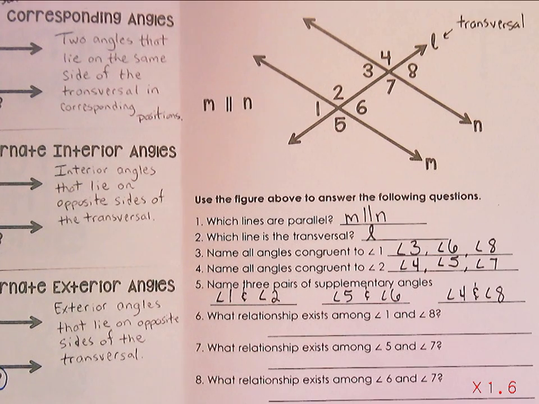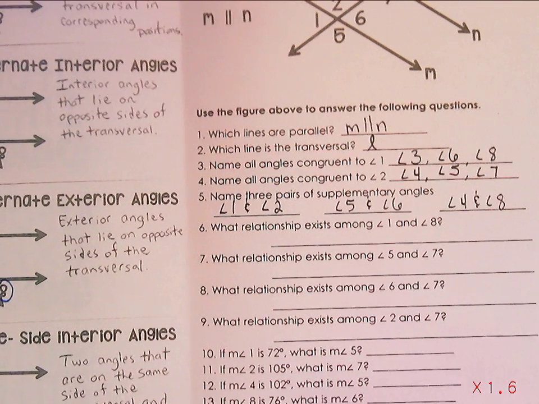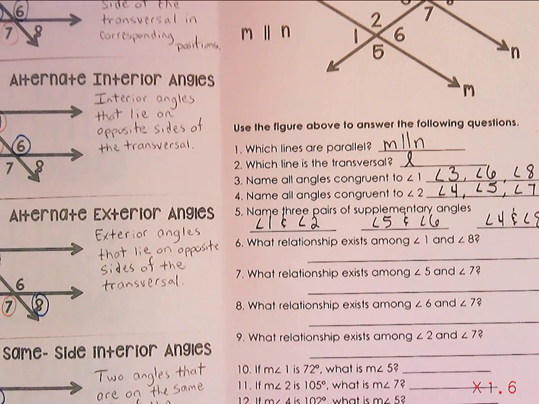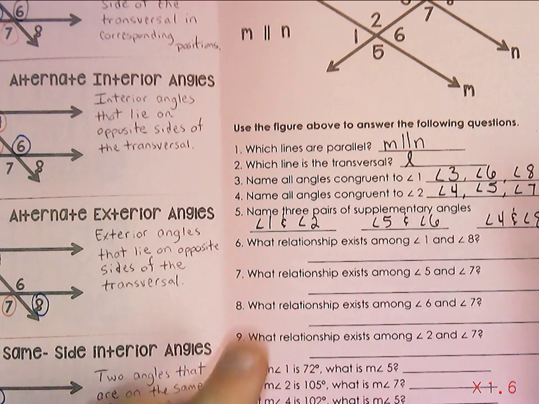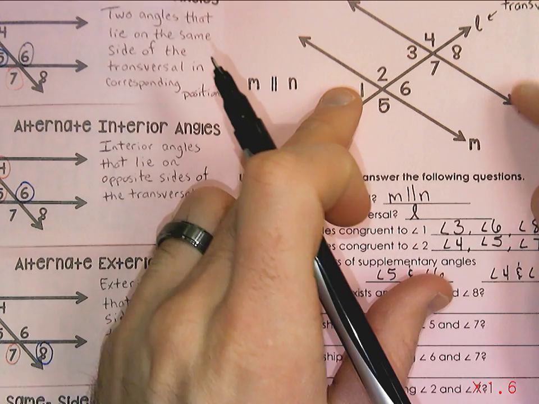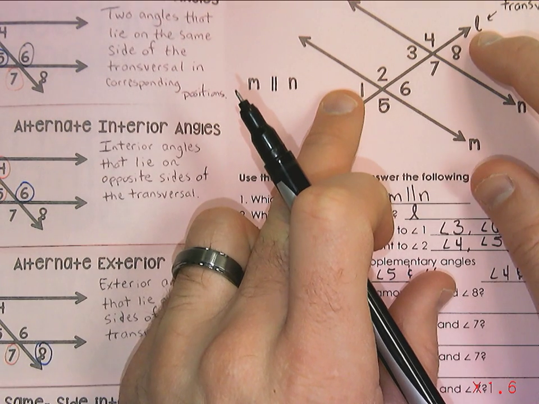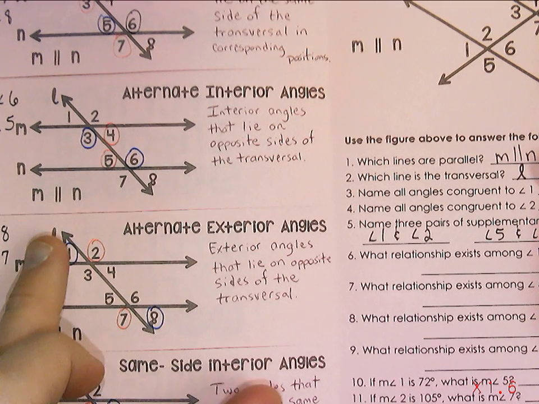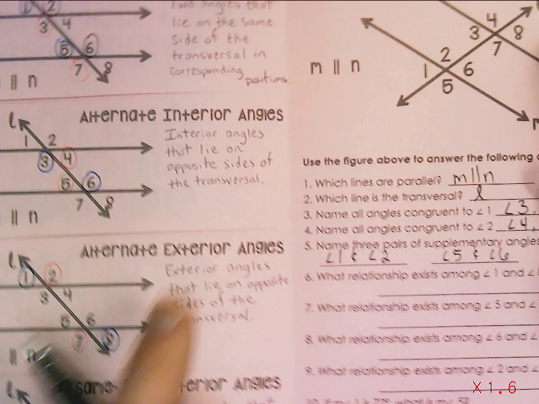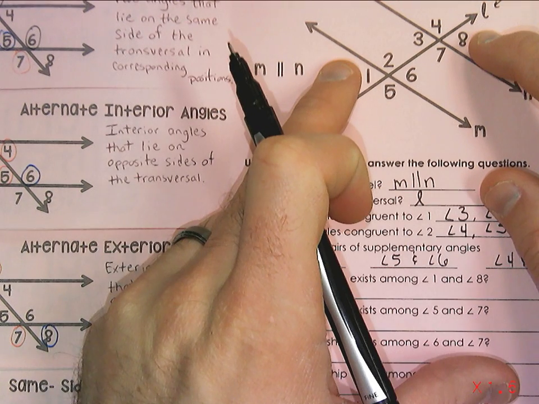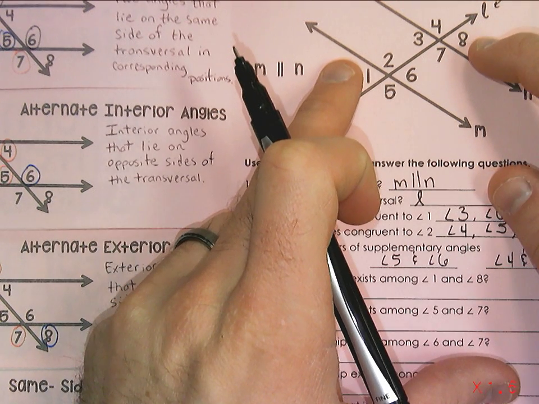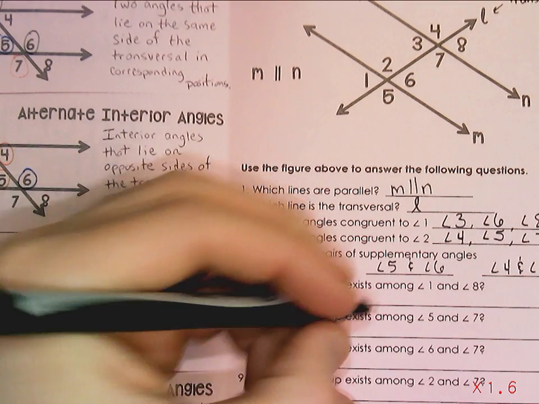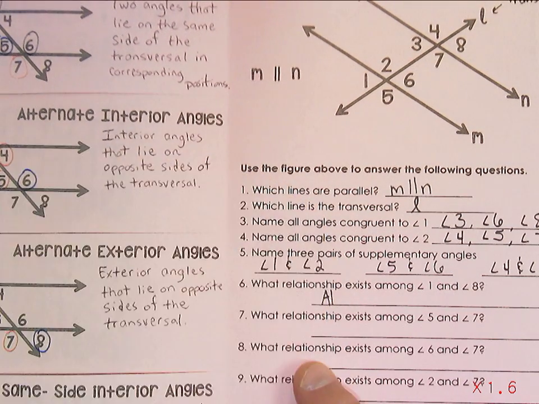All right, moving into some relationships then down here on number 6, and you're going to have to refer to some of our definitions here. So it says, what relationship exists among angle 1 and angle 8? So let's go back up here, 1 and 8. Well, that kind of reminds me of our alternate exterior angles. Kind of looks the same here as 1 and 8. They're both on the outside, so that's exterior. They're on opposite sides, so that's alternate, making this alternate exterior angles.